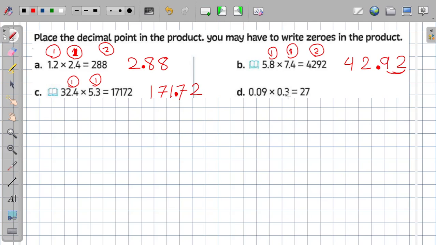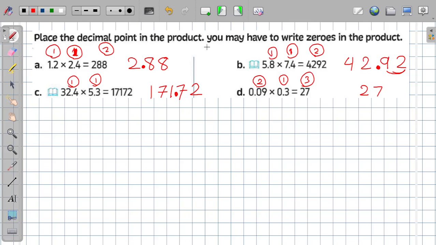Okay. Next, I have 0.09 by 0.3. And the result here is 27. Okay. Let's try to write it again like this. Here I have two decimal places, and here I have one decimal place. So the result must have three decimal places. But here I have two digits. What can I do?